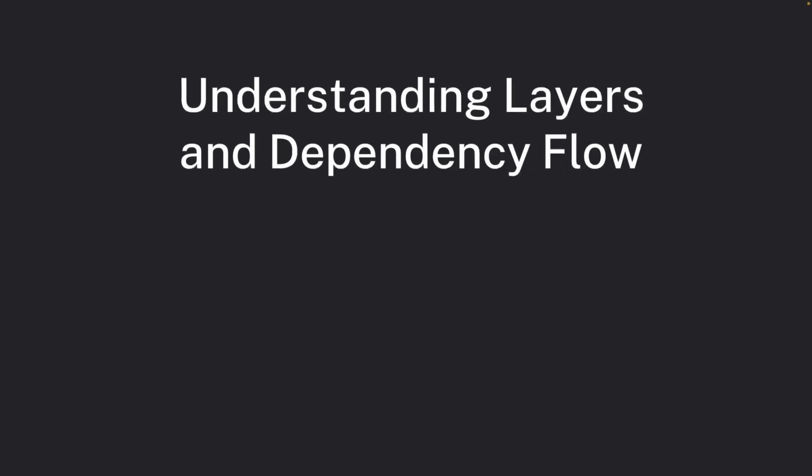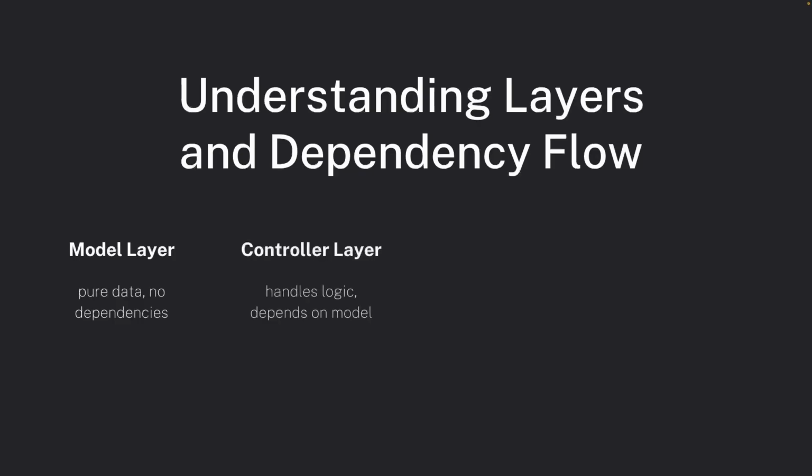Let's break this into layers. At the center, we have the model layer. This is our pure data, like movies, with no dependencies on anything else. Around that, we have the controller layer. It contains the application logic and depends on the model. Finally, we have the view layer. It handles presentation. It depends on the model and is coordinated by the controller.